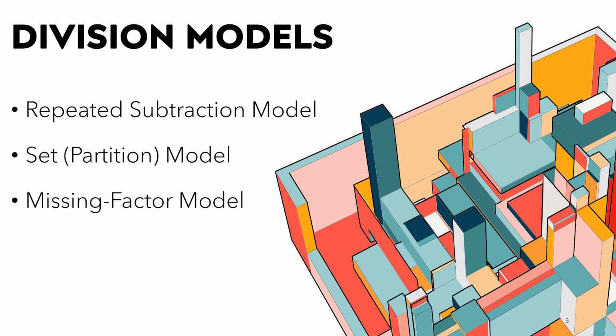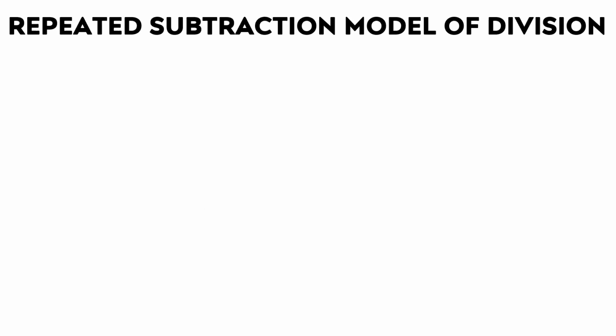We're going to look at 3 models of division in this class. We're going to look at the repeated subtraction model. We'll also take a look at the set or partition model. And lastly, we'll look at the missing factor model. We're going to start by looking at the repeated subtraction model of division. This model connects division to the previously learned operation of subtraction, and it views division as the taking away of equal sized sets.